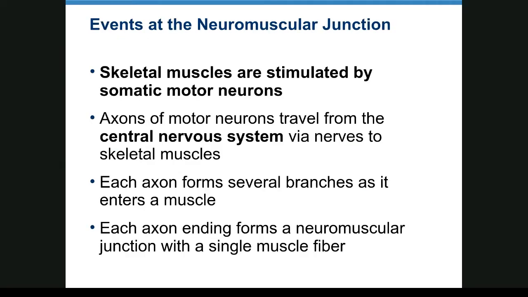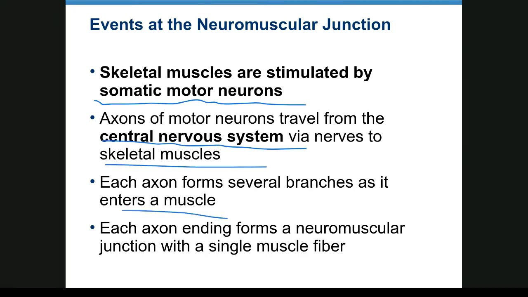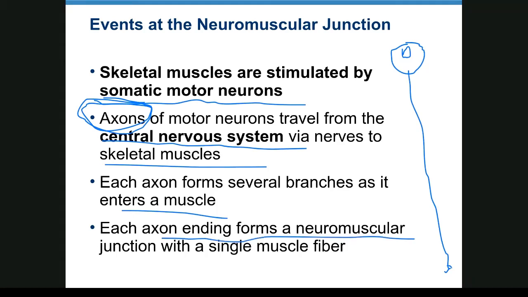Skeletal muscles are stimulated by somatic motor fibers. They travel from the central nervous system down to skeletal muscle, and each axon has several branches that enter the muscle. So the axon is actually the transmitting part of the nerve. So if this is a nerve cell body, the axon goes down this way, and it sends the message out to the muscle. Each axon ending forms a neuromuscular junction with a single muscle fiber.